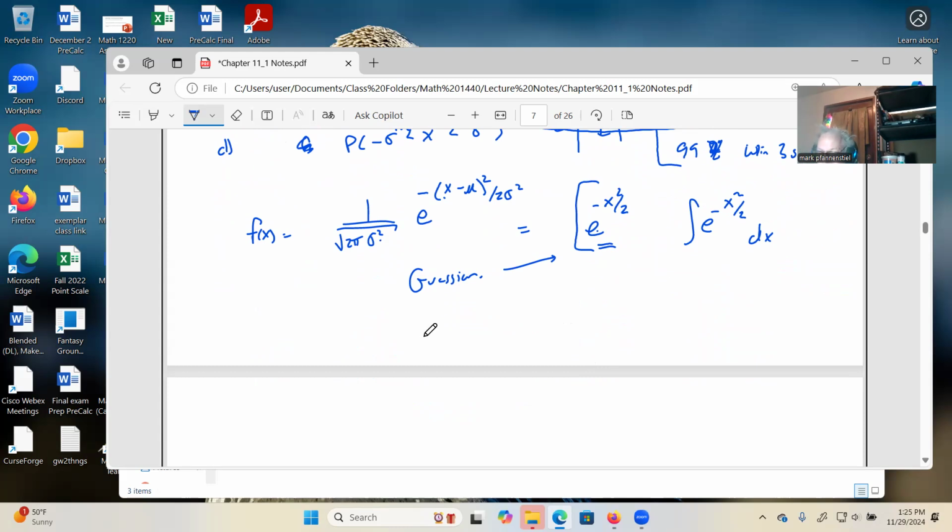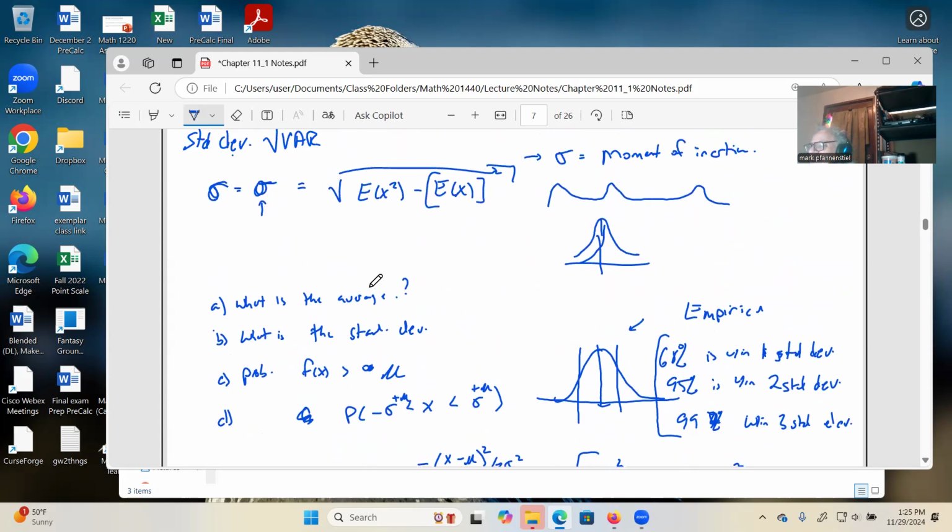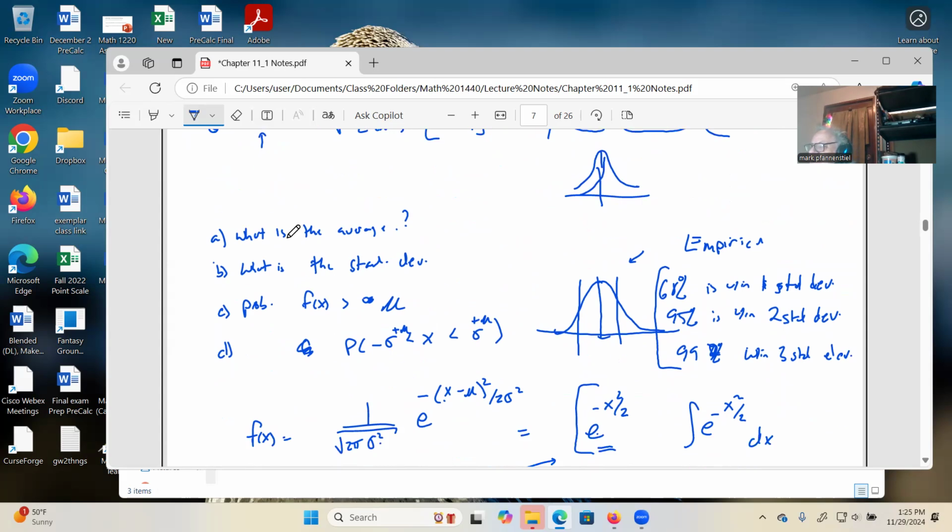On to the example that we have. We have parts A, B, C, and D. What is the average? What is the standard deviation? What is the probability that f of x is greater than the average? What is the probability that x is between, if you throw a dart at your probability distribution, what's the probability that you land between 1 standard deviation below the mean and 1 standard deviation above the mean?